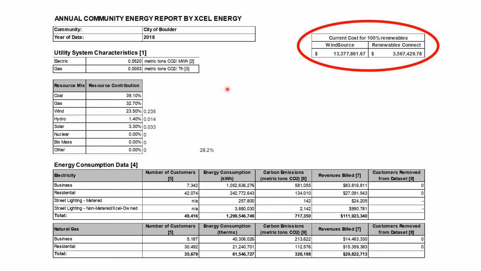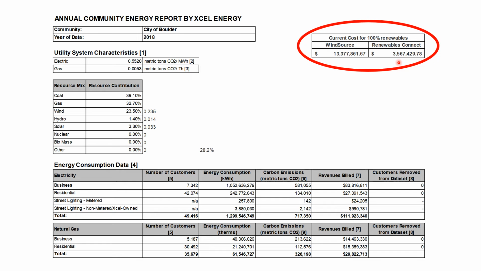I'm not going to discuss this whole thing, but this is Xcel's 2018 breakdown by energy source. Here's a breakdown of Boulder's energy use and natural gas use. And to cover all of our electric use by WindSource, it'd be about $13.3 million. Now there's something called Renewables Connect, and using that, it would only cost $3.6 million.